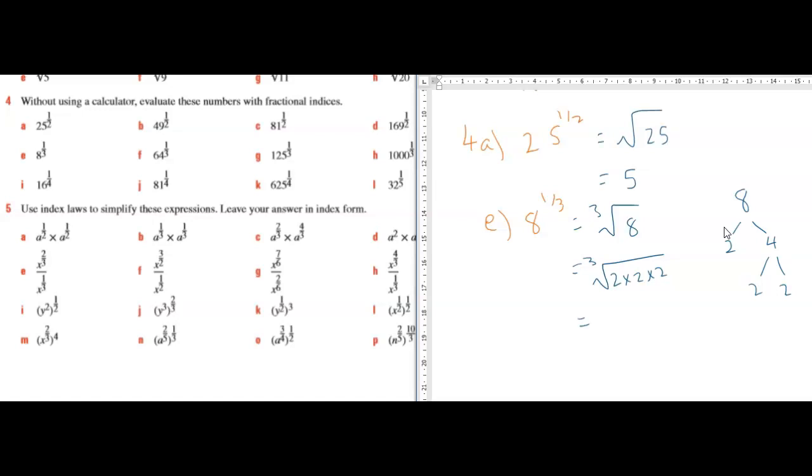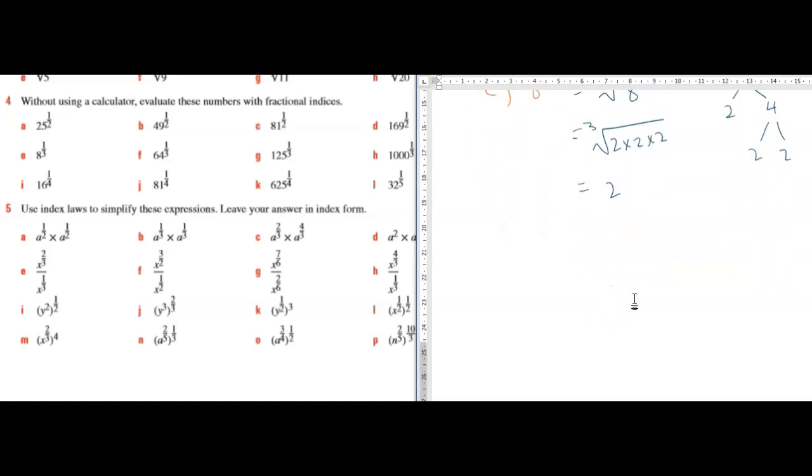So the cubed root of 8 is just 2. So what number multiplied by itself 3 times gives you 8? So you're doing the opposite. Let's have a look at maybe a harder one.